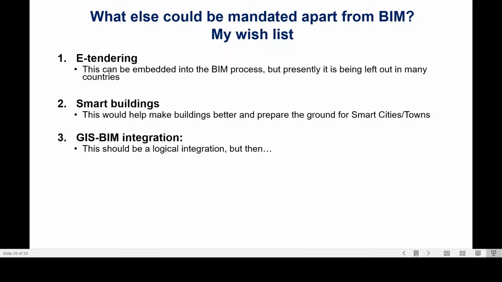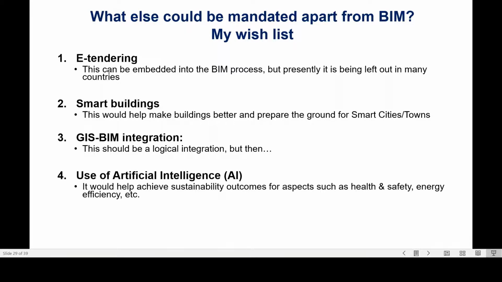Okay. GIS-BIM integration. Why not? This is a logical integration, but not everyone's aware of this. They are both data-driven processes and systems, GIS and BIM, and I think there's a lot that can happen when you integrate them together, again for smart cities and better outcomes for everyone.